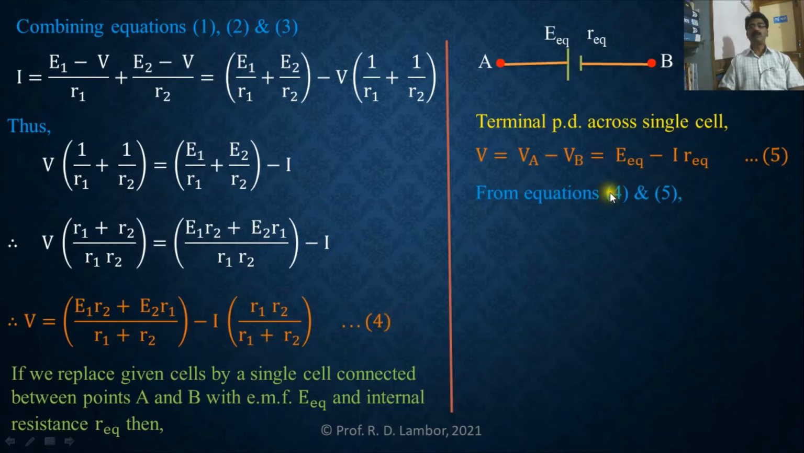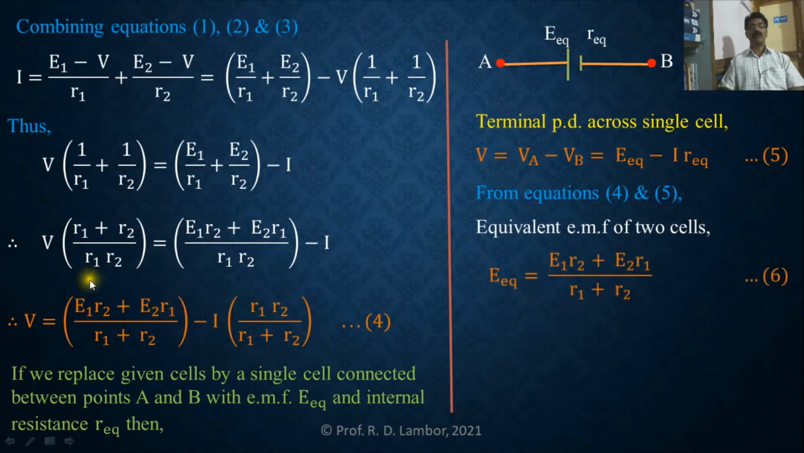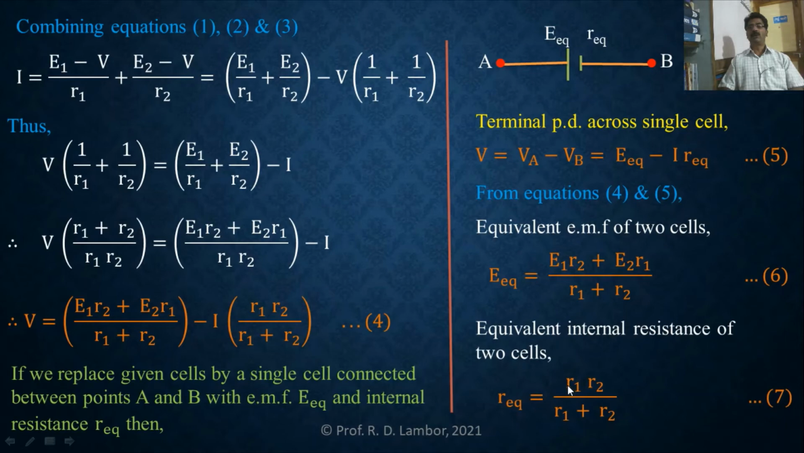if we compare equations 4 and 5, we know that left hand side of both equations gives us terminal PD. Then right hand side must be equal. So equating corresponding terms, we get, see here, equivalent EMF of the two cells. We can write like this. E equivalent equal to this bracket. And equivalent internal resistance of the two cells, that is, if we compare R equivalent, we get this bracket. See here, R equivalent equal to R1 R2 upon R1 plus R2, equation 7.